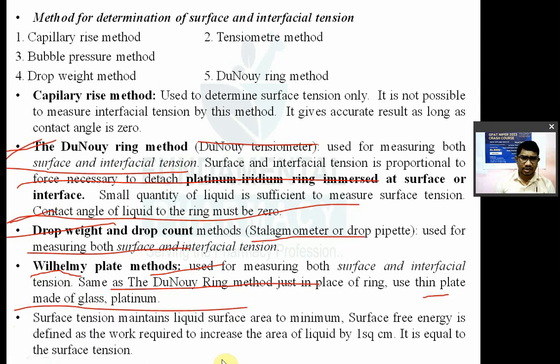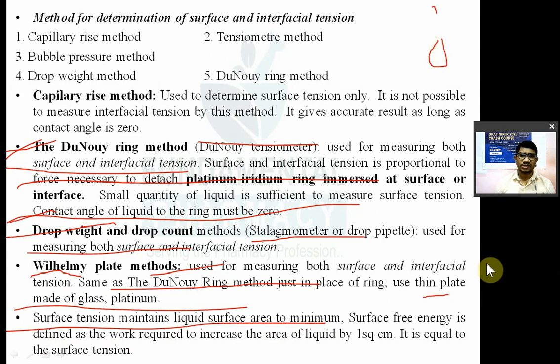Now surface tension maintains liquid surface area to a minimum. Because of the surface tension, liquid is able to maintain the surface area at its minimum. अगर आपने water की एक drop डाल दी air में, water immediately assume करेगा a shape like this. Why? Because of the surface tension, it will try to maintain minimum surface area.